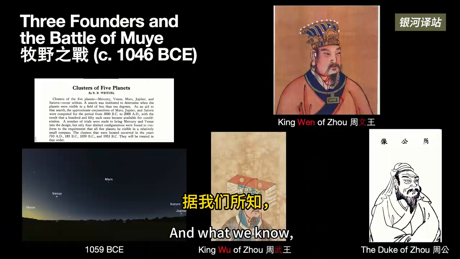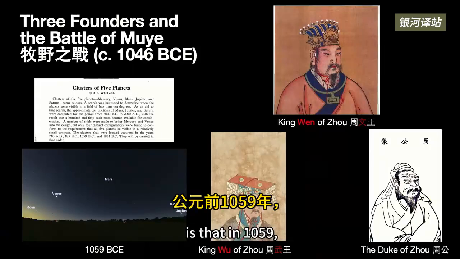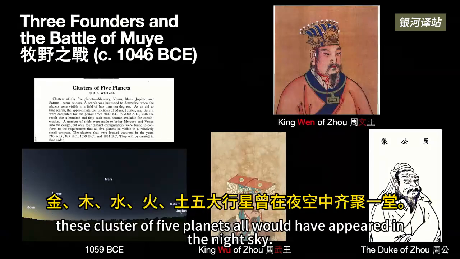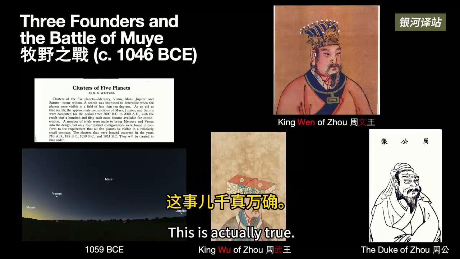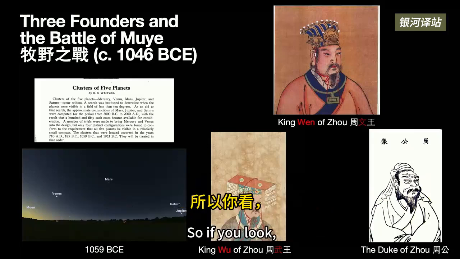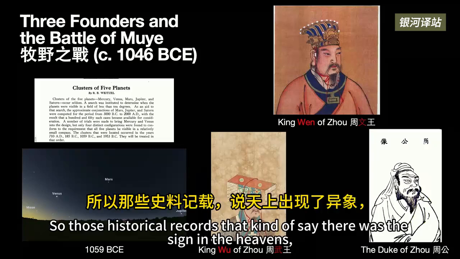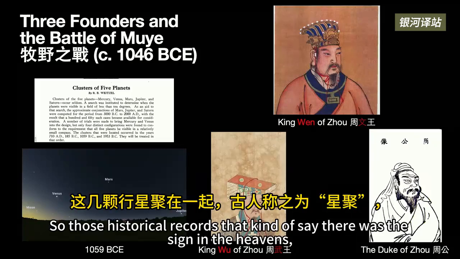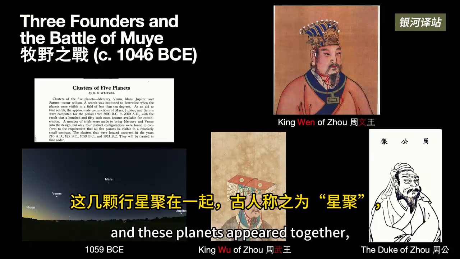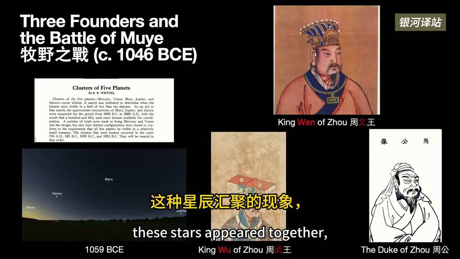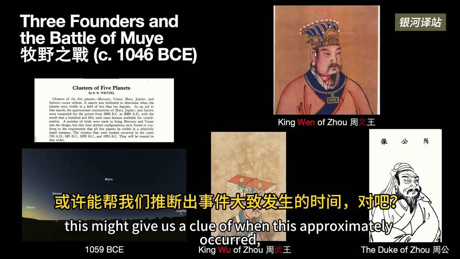And what we know, just as a fact, is that in 1059, a cluster of 5 planets all would have appeared in the night sky. This is actually true. So it's kind of close to approximately when this battle might have taken place. Those historical records say there was this sign in the heavens, and these planets, which they'll call stars, appeared together. This might give us a clue of when this approximately occurred.